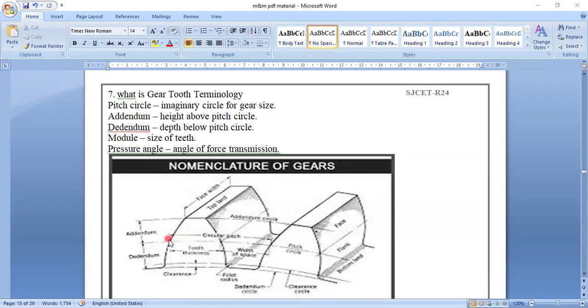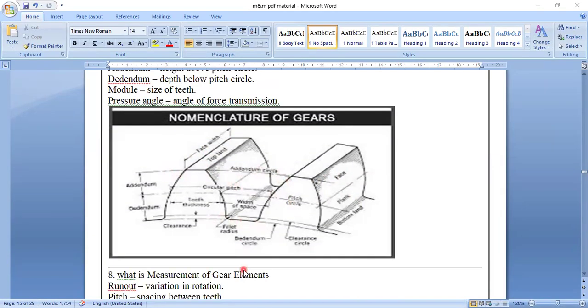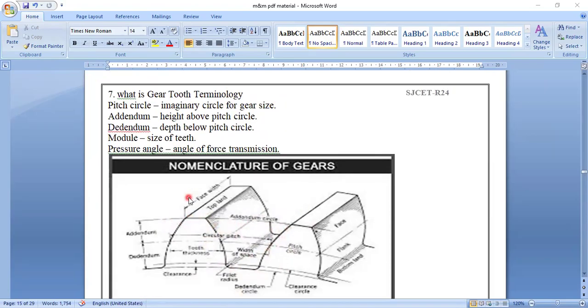One starting point of a tooth to the next starting point is called circular pitch. This is the face, this is the total face width. This is face, this is flank. The flank part is the lower half of the tooth, above is the face. So this is the addendum circle and dedendum circle. We can write 2 to 3 parts in this gear tooth terminology. The pitch circle is defined as the imaginary circle for gear size. The center is called the pitch circle here. You can see the pitch circle here.